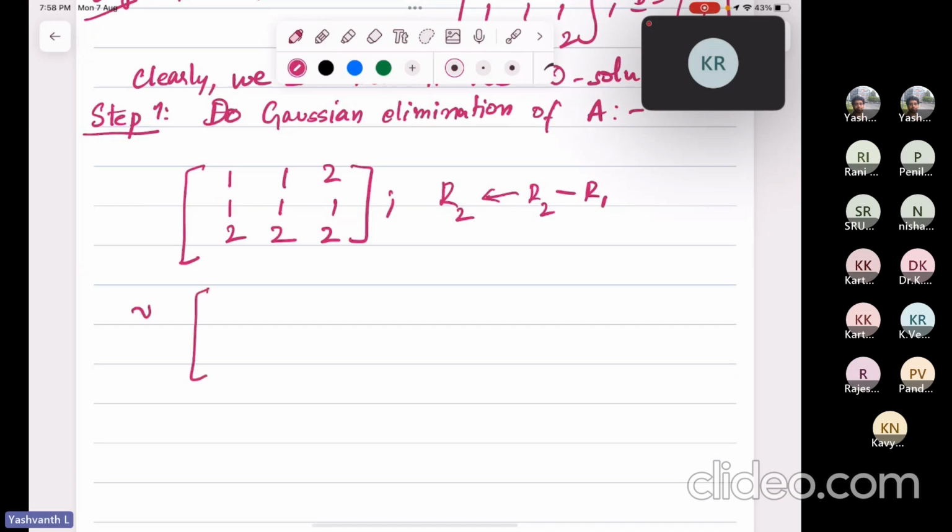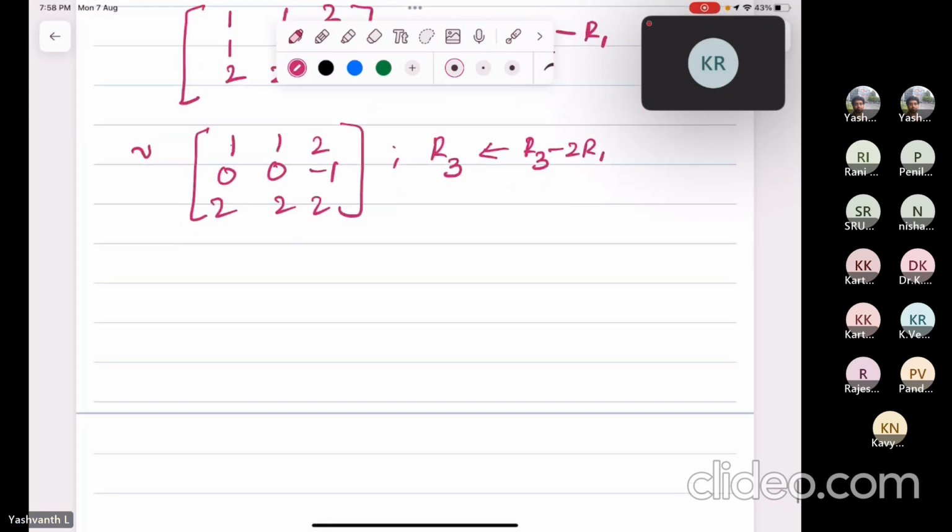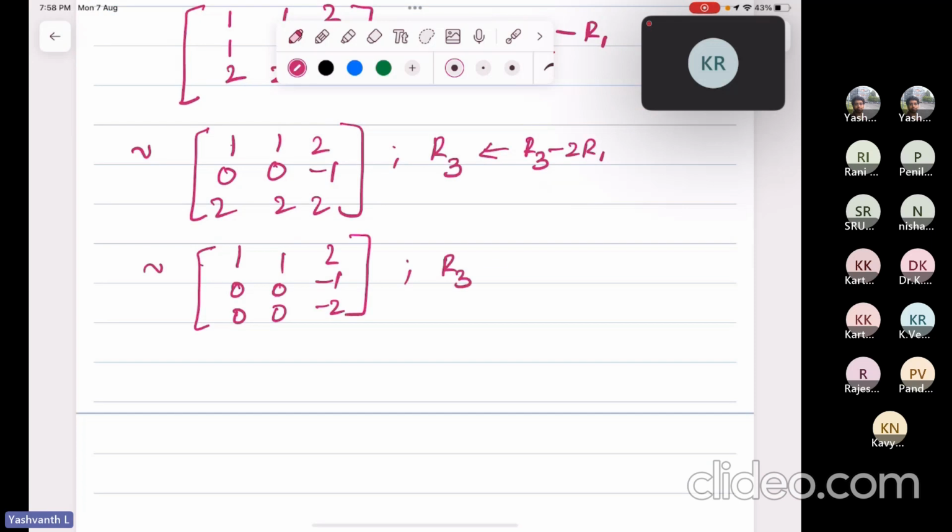You get 1, 1, 2, 0, 0, minus 1, 2, 2, 2. And R3 implies R3 minus 2 R1. You get 1, 0, 0, 1, 0, 0, 2 minus 1 minus 2. And finally, R3 implies R3 minus 2 R2. You get 1, 1, 2, 0, 0, minus 1, 0, 0, minus 2.